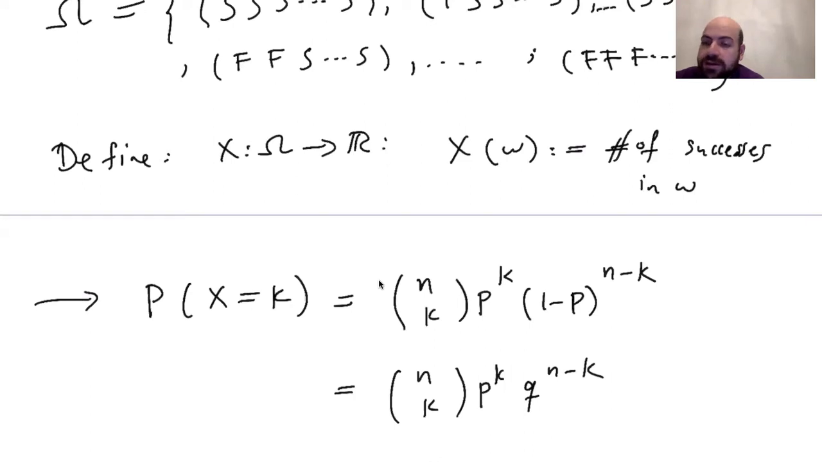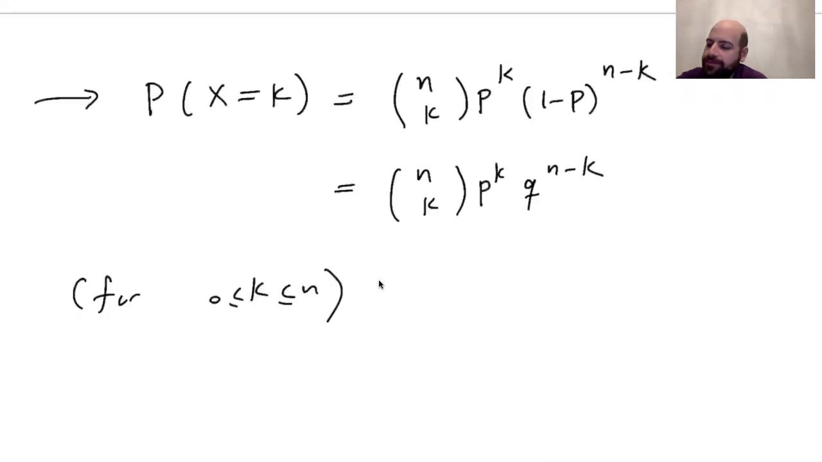And once I fix the locations, for each location the probability of success is P, so P to the power K for that. Then I have N minus K remaining locations, and for each of them I have probability 1 minus P for failure. So 1 minus P to the power N minus K comes from there.